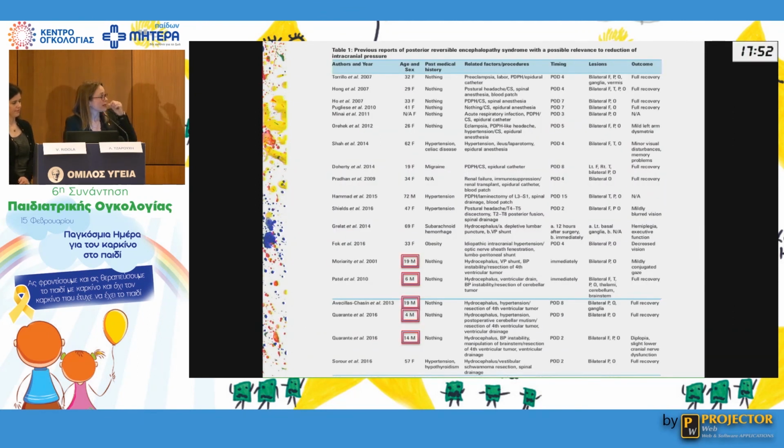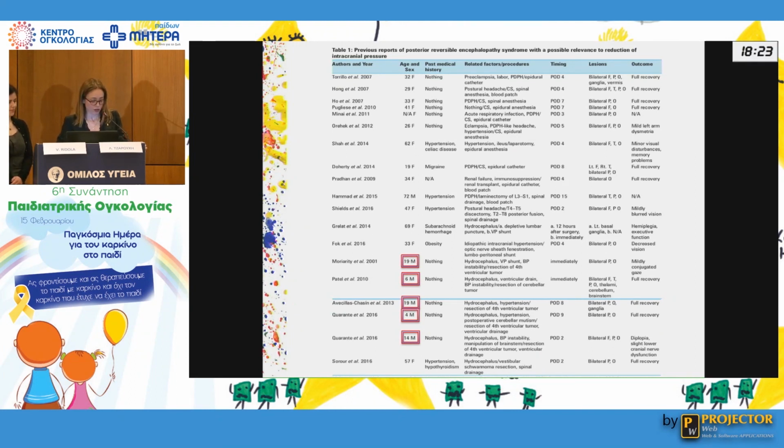So this is a rare case of PRES. We were trying to find an explanation, and we speculated that maybe the external CSF drainage was responsible, at least partially, for the PRES. There are not many cases of PRES associated with neurosurgical procedures. They are all synthesized in this table.